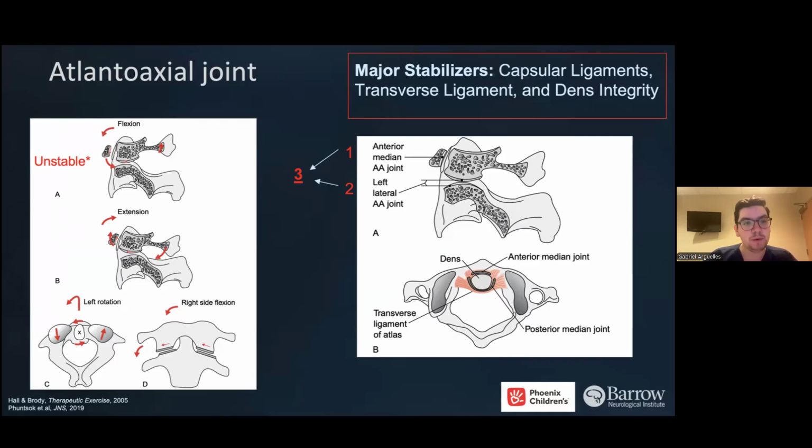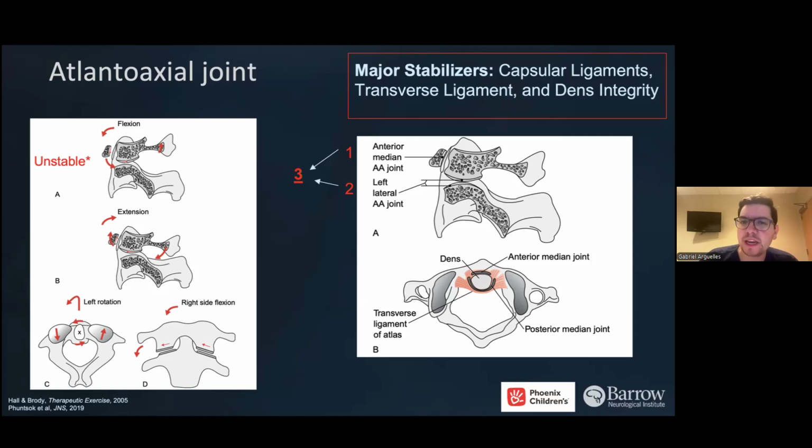It's pretty unstable, but you get a lot of axial rotation around the dens or the odontoid process of C2, and that's what everyone kind of thinks about when you think about the atlantoaxial joint. But a lesser known part of this is you do flex and extend a decent amount at the C1-2 joint as well. And that becomes more clear when you look at the relationship of the joint shape.